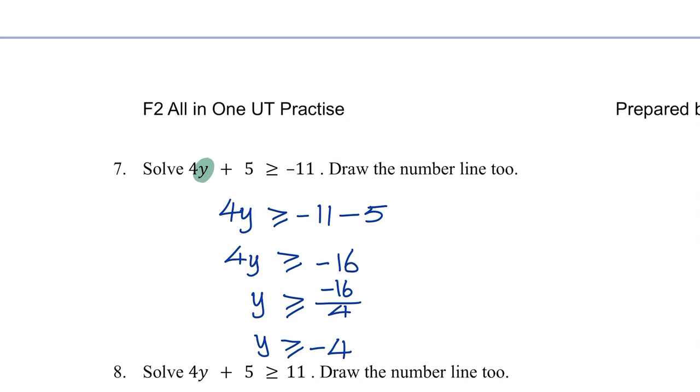And then 4 times what is negative 16? We have to find that, right? You don't want this 4. 4 is multiplied here. So if you go to the other side, it will be divided. Fraction also means divided. And negative 16 divided by 4, you can have negative 4.